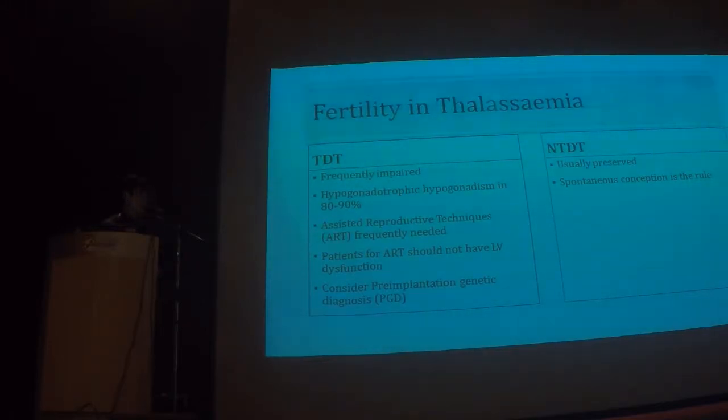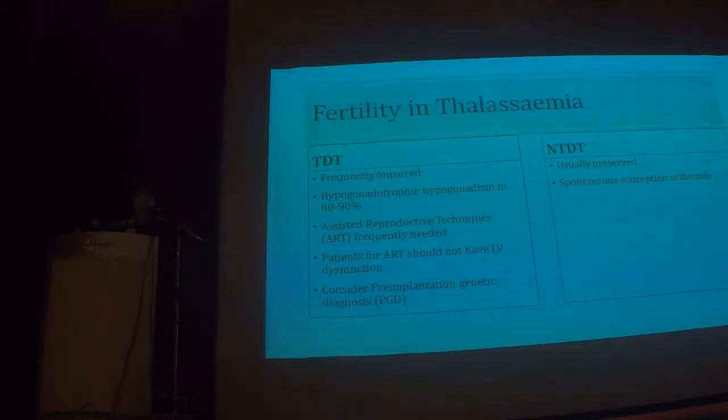The thing about this is that most transfusion dependent patients will have some degree of iron overload. The fertility is frequently impaired. They have what we call hypogonadotrophic hypogonadism. The gonads are functioning, it's just the pituitary is not. So frequently, to get pregnant, they need assisted reproductive techniques. Of course, if they have left ventricular dysfunction, they should not be considered. And if you have the facility, if the partner is also a carrier, consider pre-implantation genetic diagnosis, which will not be the talk for today. And for NTDT, fertility is usually preserved, so spontaneous conception is the rule.